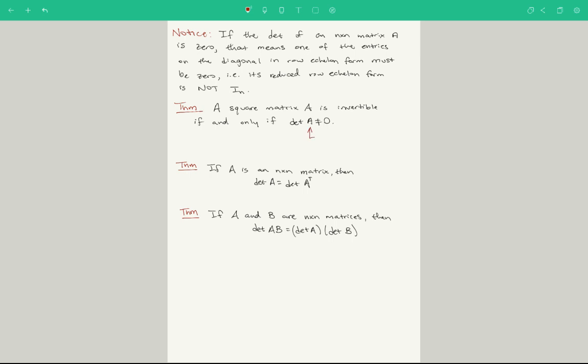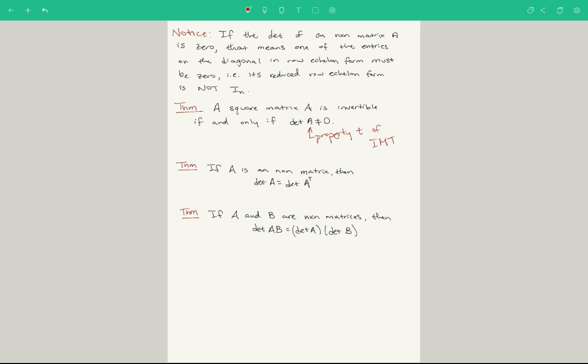So our book calls this property T. We left off our list with R, so it looks like we've skipped S, but we'll get to property S later. So property T of the invertible matrix theorem says that if your determinant is non-zero, then all of those properties are true.